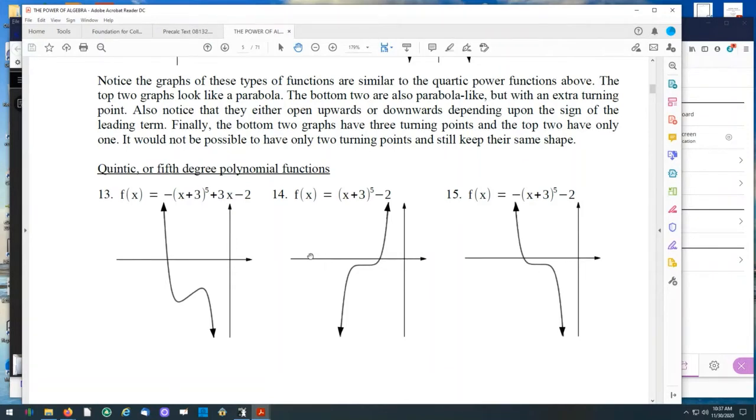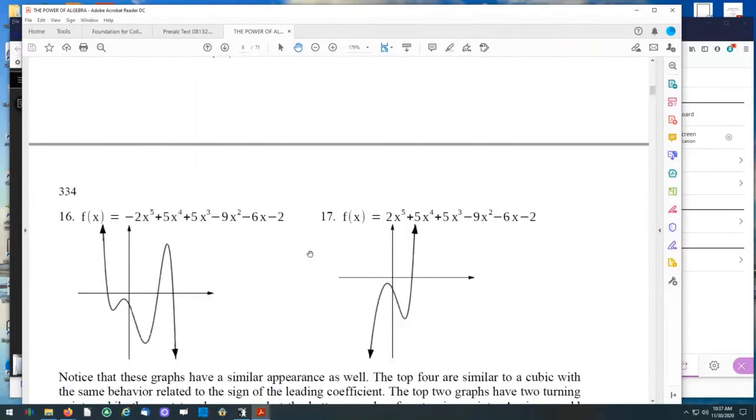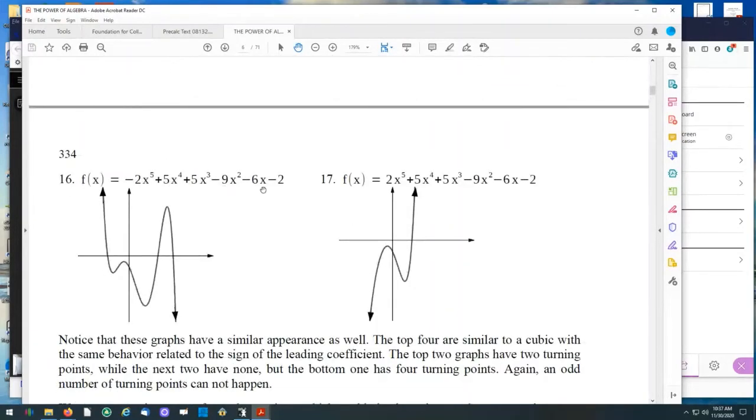But is that the only set of possibilities for a 5th degree polynomial function? No, because they can look like this. I add more of the terms in between. Notice what I get over here. I now have 1, 2, 3, 4 turning points. This case gives me 2 turning points.